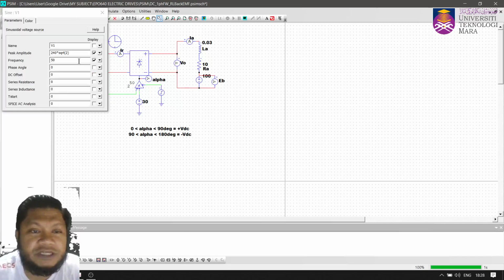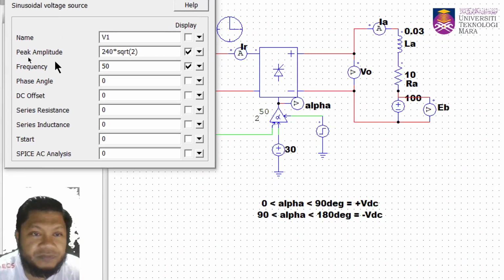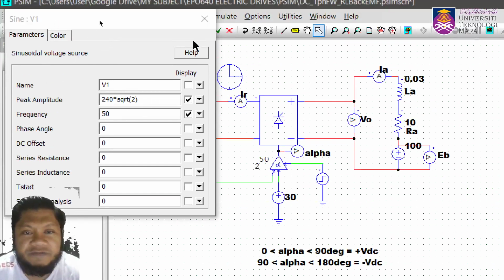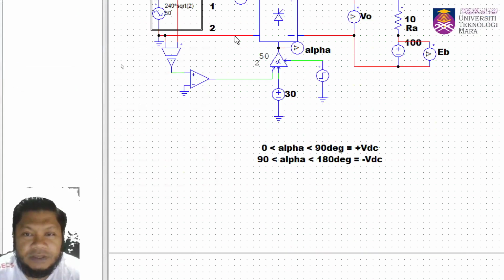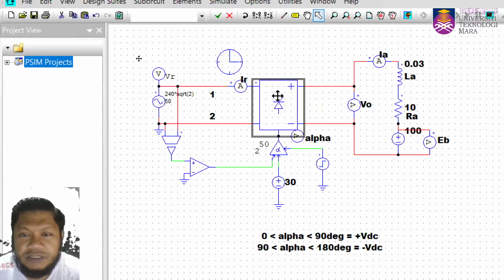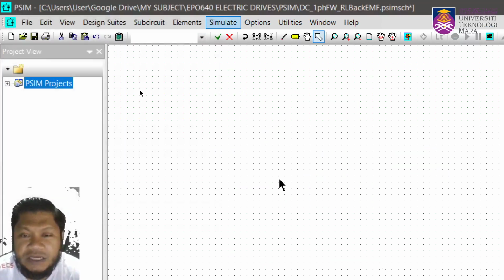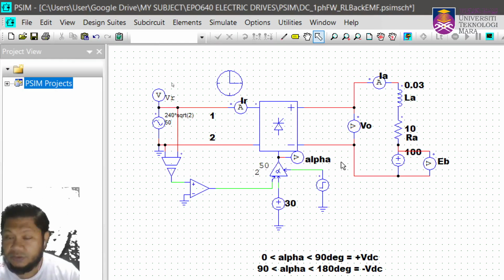So you have a supply voltage, right? This is the parameter that you need to put in. RMS multiplied by square root 2, because you need to have the peak amplitude rather than the RMS, so you have to multiply by square root 2. The frequency is 50 Hz, and then you have this special block, what we call a single phase thyristor bridge block diagram. In here we have these 4 thyristors.